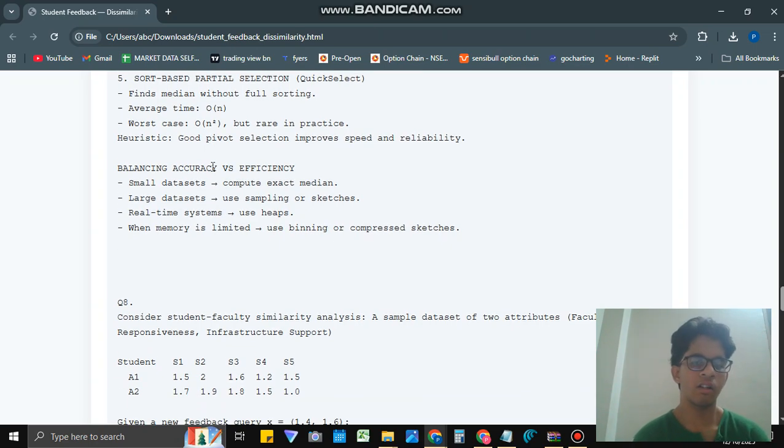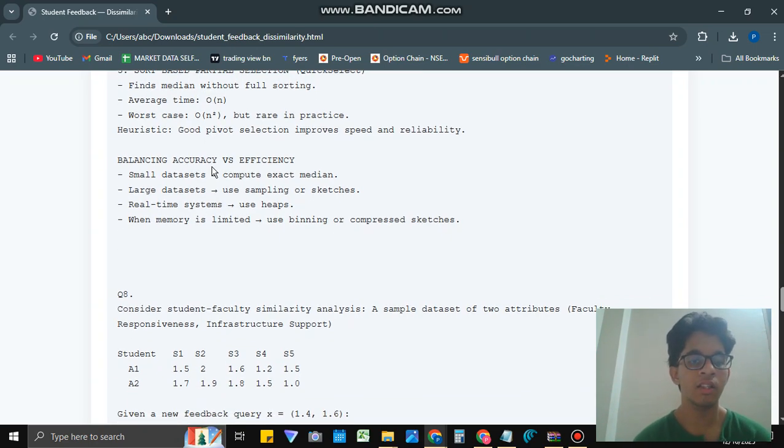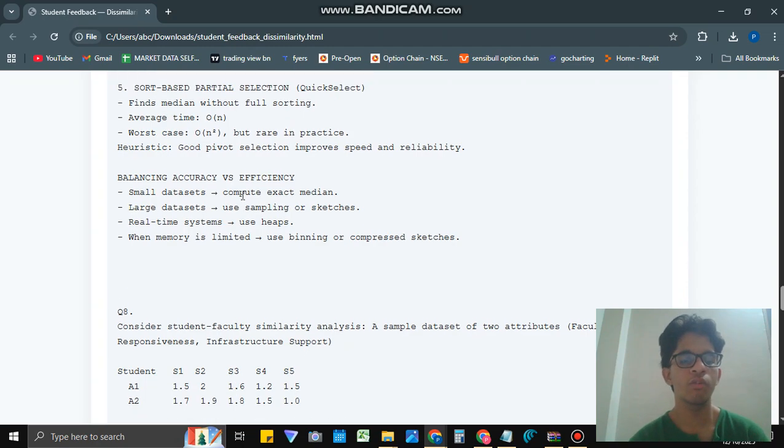Then we have balancing accuracy versus efficiency, which is another part of the same question. For small datasets, we can compute the exact median, but for larger datasets we can use sampling or sketches. In real-time systems we use heaps, and when memory is limited we can use binning or compressed sketches.